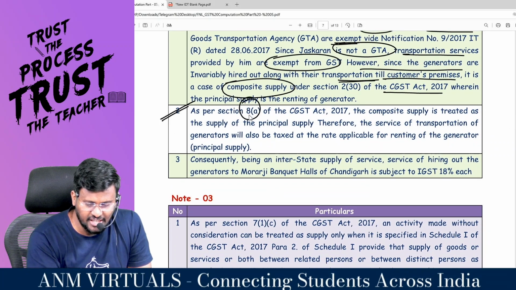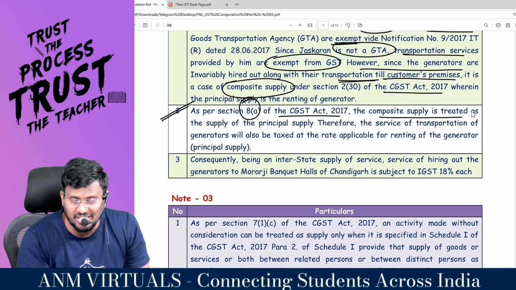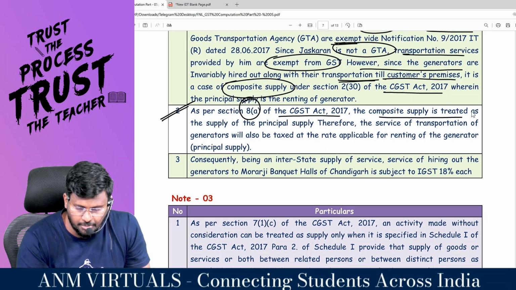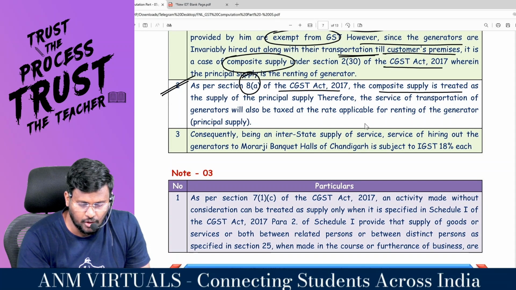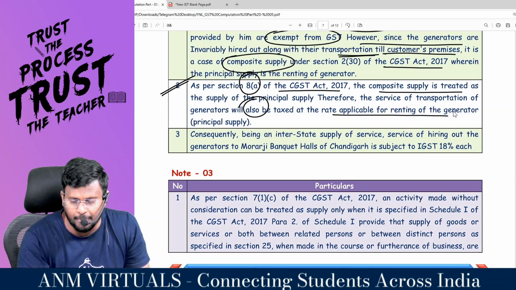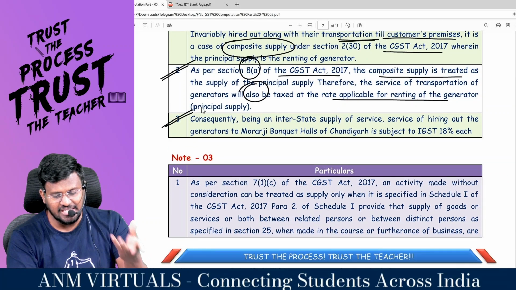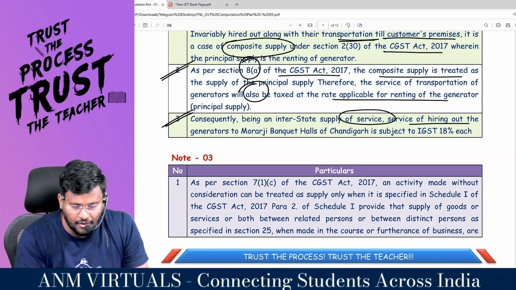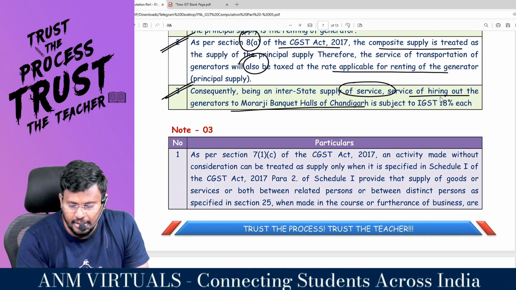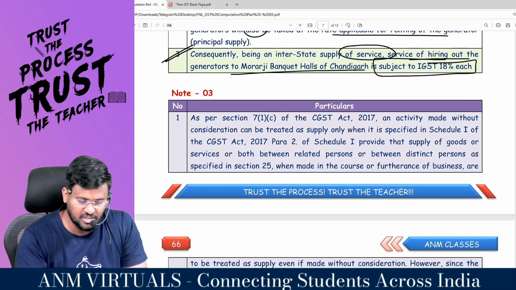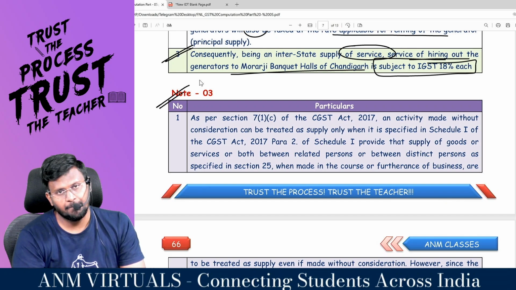Generator. As per section 8(a) of the CGST Act, composite supply is treated as a supply of the principal supply. Therefore, service of transportation of the generator will also be taxed at the rate applicable for renting of the generator, the principal supply. Consequently, being an interstate supply of service of hiring out the generator, Moraji is subject to IGST at how much percentage? Note number 3.